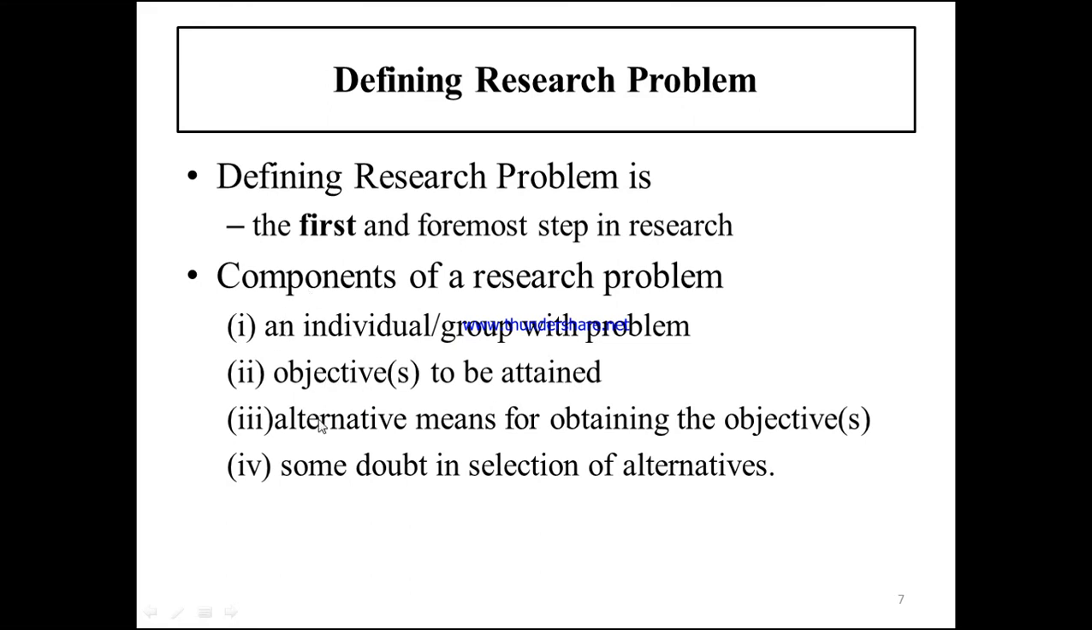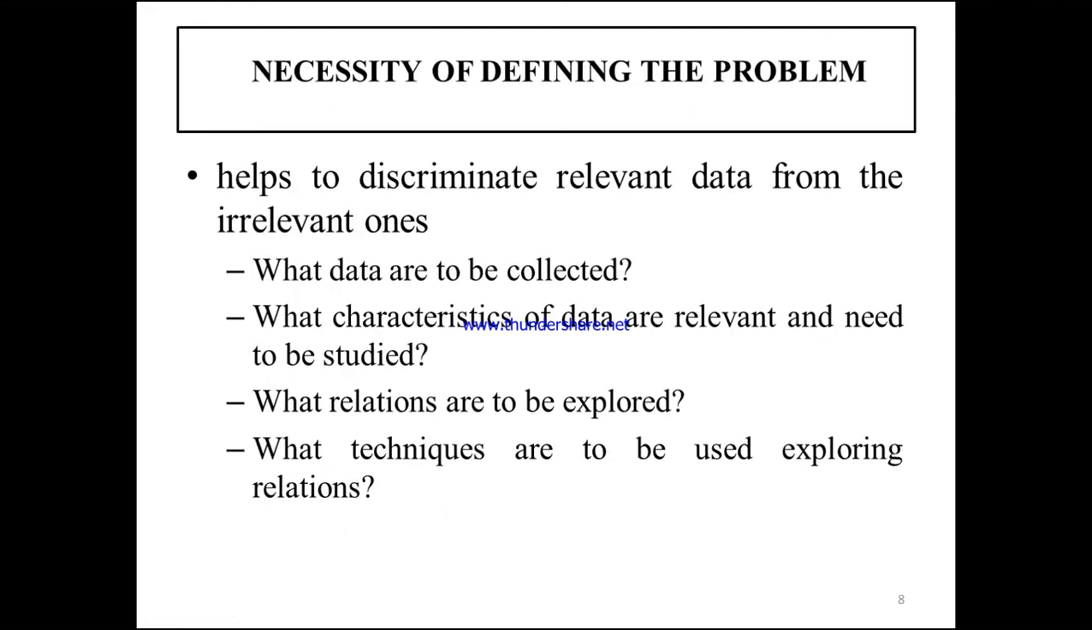And the third component of a research problem is the means to address the objectives. So alternative means for obtaining the objectives is the other component. And the last component is about doubt in selection of those alternatives. So what are the necessities of defining the problem? Why we define the problem?